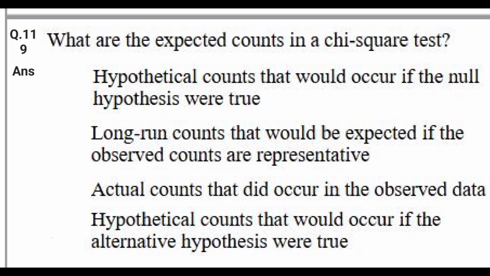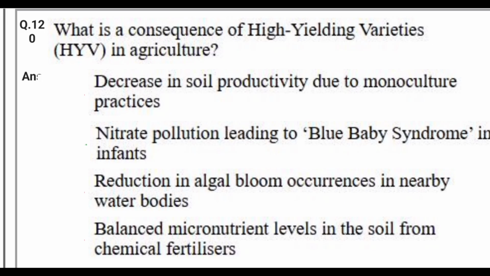What are the expected counts in a chi-square test? Options are hypothetical counts that would occur if the null hypothesis were true, long run counts that would be expected if the observed counts are representative, actual counts that did occur in the observed data, hypothetical counts that would occur if the alternative hypothesis were true. For this, the correct answer is the first one. Let's see the next question.